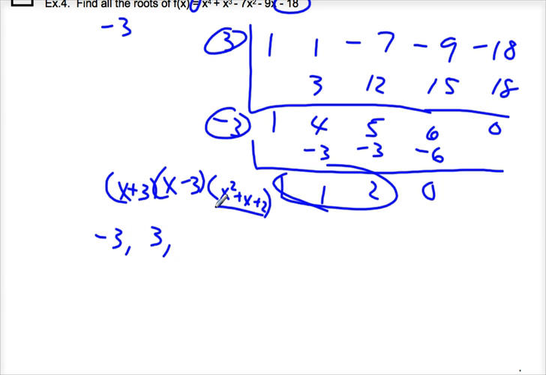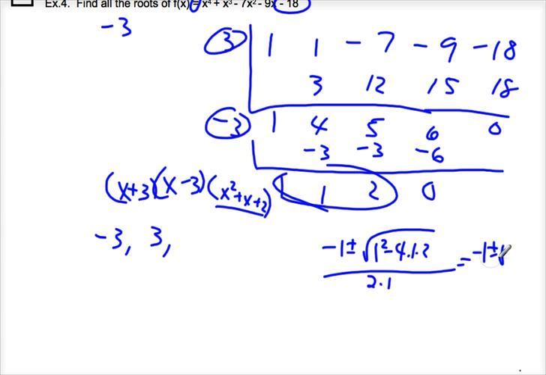Well, I got to do the quadratic. So I do a negative 1 plus or minus square root, 1 squared minus 4 times 1 times 2, all over 2 times 1. Negative 1 plus or minus square root of negative 7, 1 minus 8, all over 2. And that simplifies to negative 1 plus or minus i root 7, all over 2.